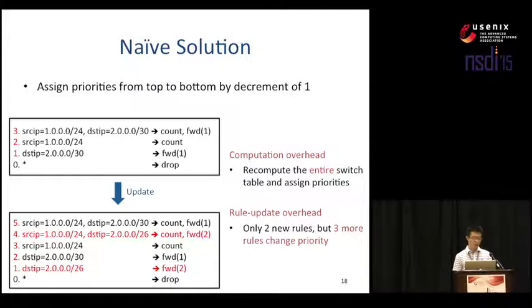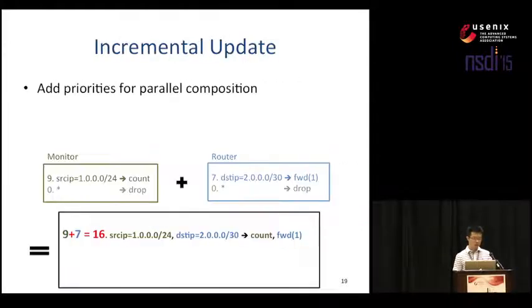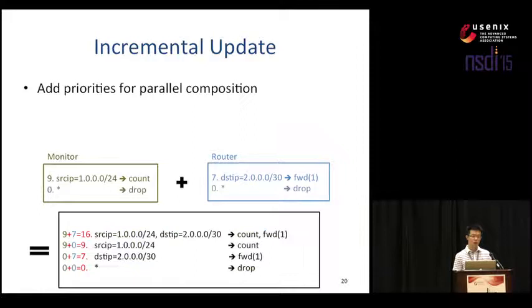So to solve this problem, we observe that rule priorities form a very convenient algebra that allows us to incrementally compile policies and update switches. Specifically for the parallel composition, we add the priorities of the original rows together to get the priority for the composed rule. As in the example, we add the priority of the first row in monitor and the first row in router to get the priority for the composed rule, which is 16. With addition, we can calculate priorities for all the rows in the composed policy.